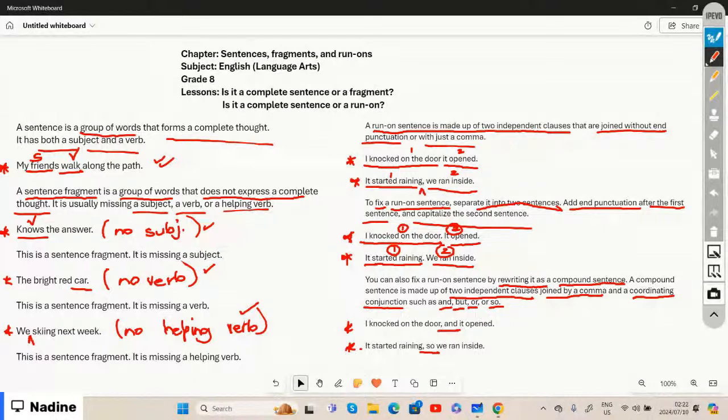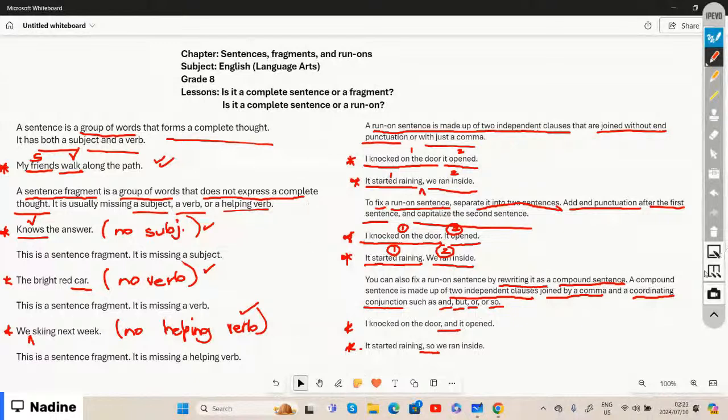And we can fix our run-on sentence by separating it into two independent sentences, by adding punctuation after the first sentence, and then the start of the second sentence, we can capitalize it. Or we can also fix our run-on sentence by rewriting it as a compound sentence. A compound sentence is made up of two independent clauses joined by a comma as well as a conjunction, which is and, but, or, also. That is also how we can fix it.